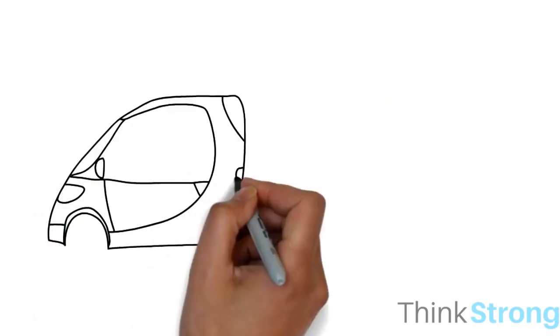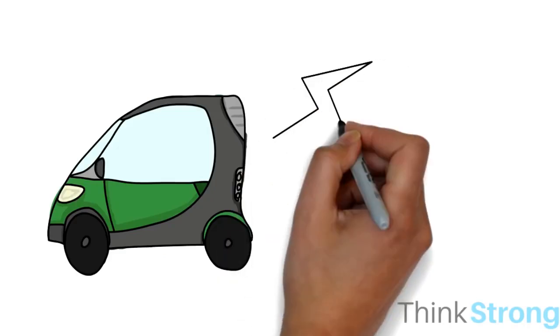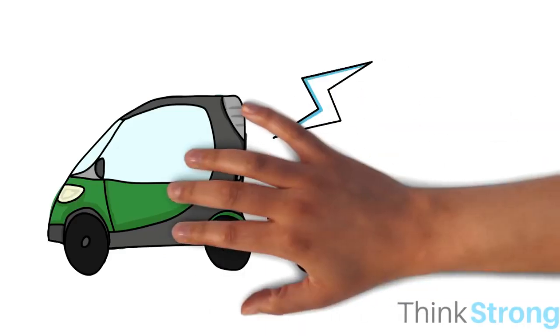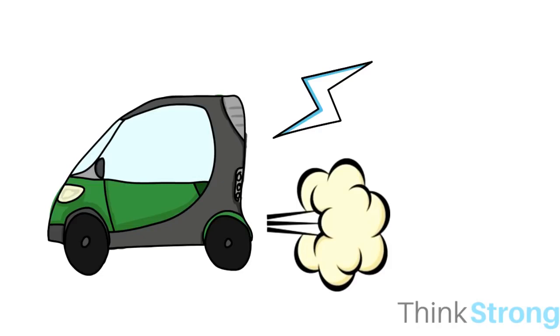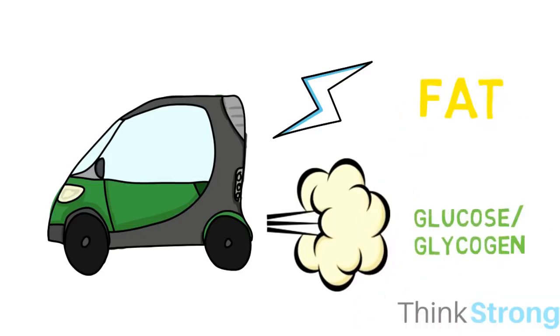Similar to a hybrid car, when needing to be more efficient, it will use electricity, but when you slam on the pedal, it will use gas to get it moving faster. In this case, fat is the electricity, while glucose and glycogen is the gasoline.